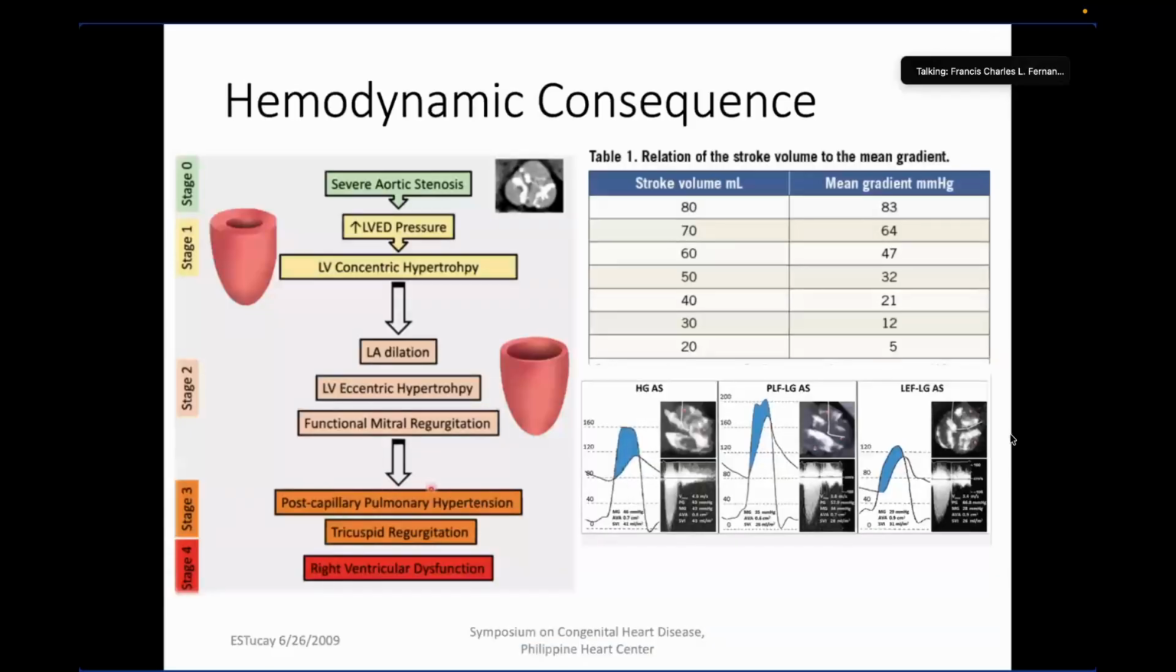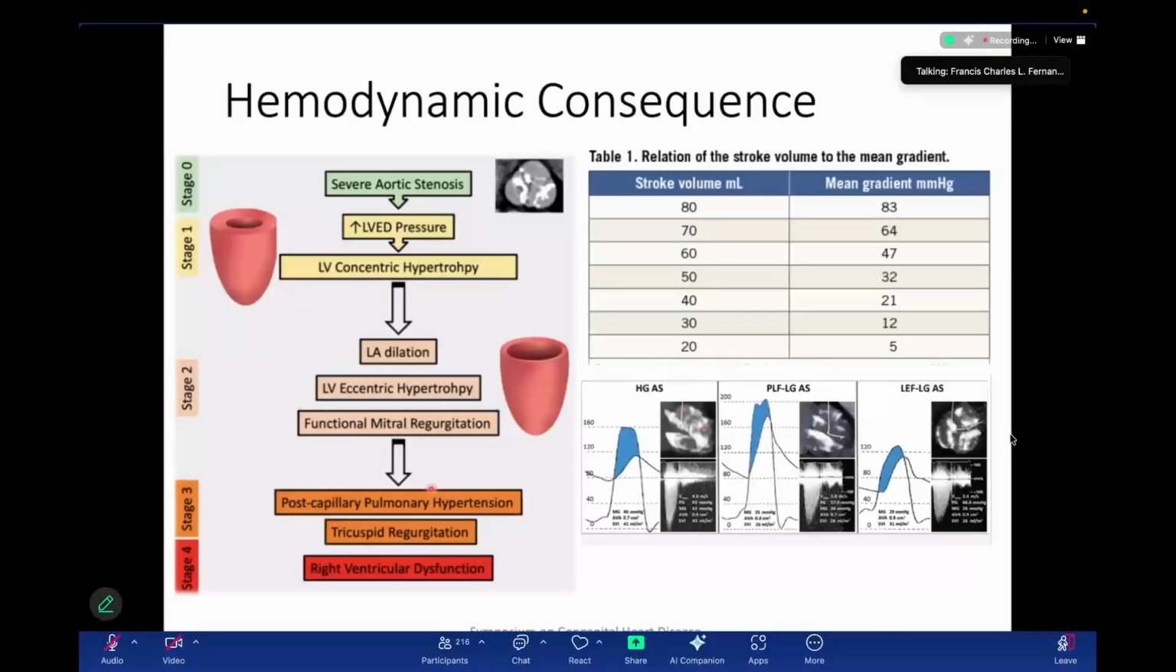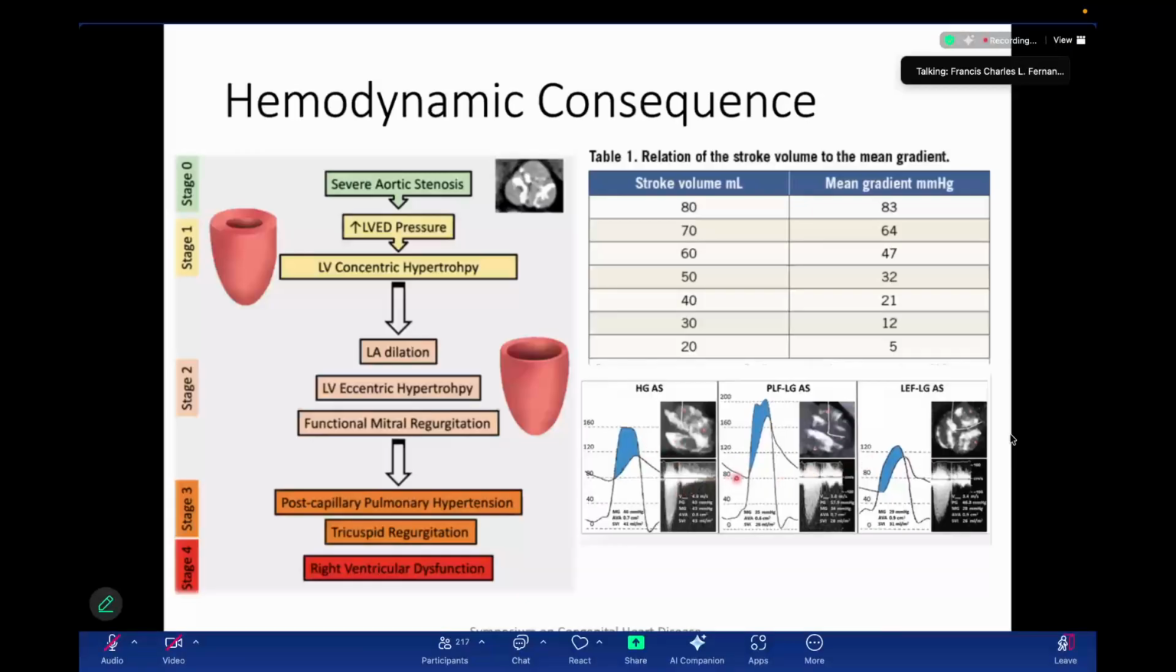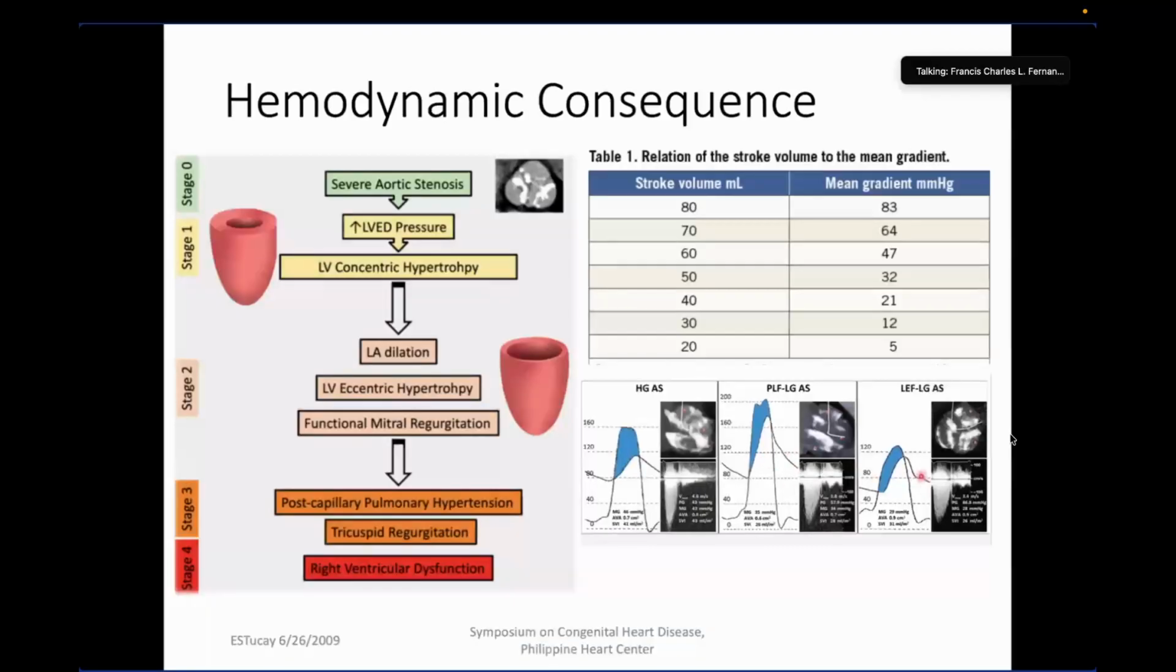It is an example of a single valve that already causes disease of other valves, such as you form a mitral regurgitation, tricuspid regurgitation. Because of the volume increase in these various chambers, you may have right ventricular dysfunction. Later on, you can see along the right side of the screen, this is a high gradient aortic stenosis. This is the classical traditional. And then on the other end of the spectrum, this is a low flow, low EF. This is preserved low flow, low gradient AS.